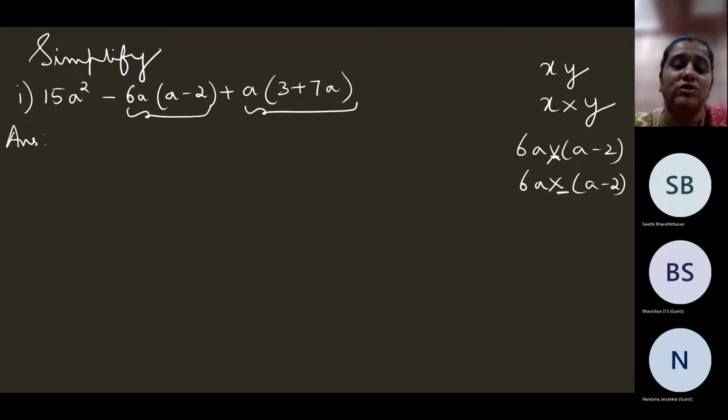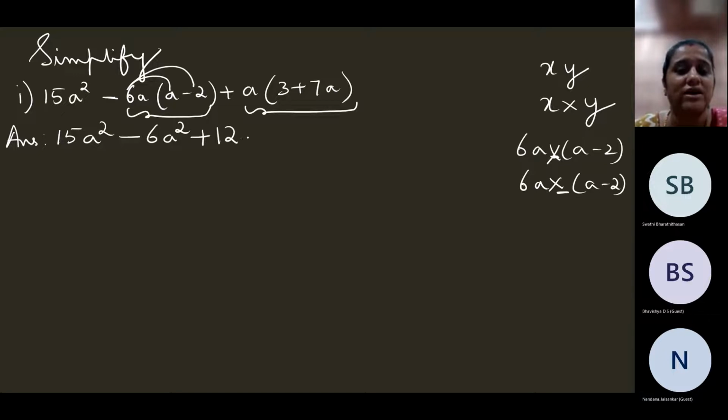Now here we have to simplify. To simplify, we will first have to open the brackets. We'll have to get rid of the brackets. So see here, write this first term as it is, 15a square. Now you will have to multiply. What is the sign 6a carries? Minus. 6a is minus 6a. So minus 6a into a is minus 6a square. Again, minus 6a into minus 2. Minus into minus is plus. 6 twos are 12a. Is that right, children?